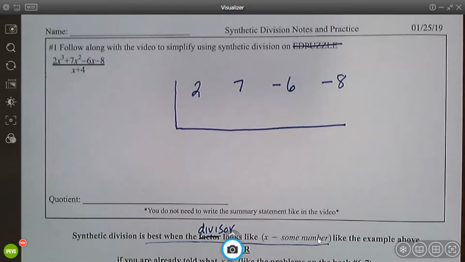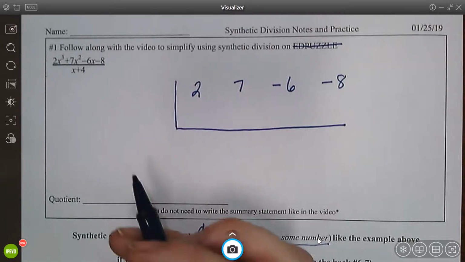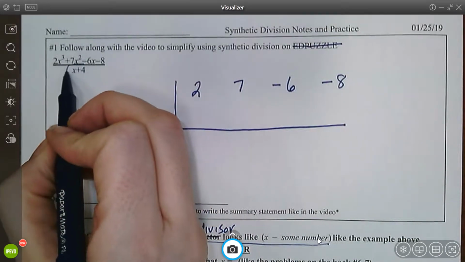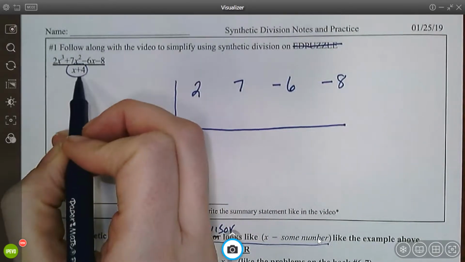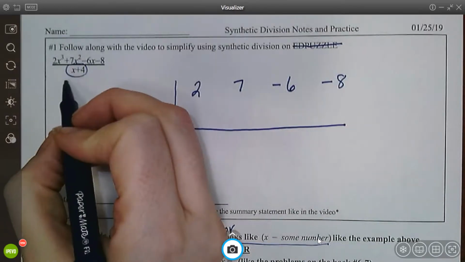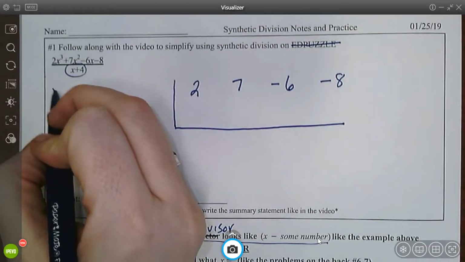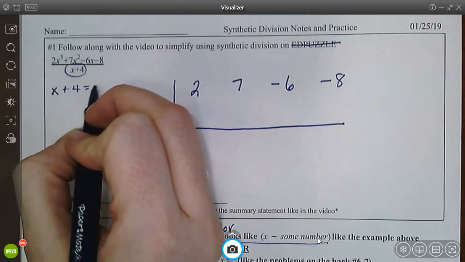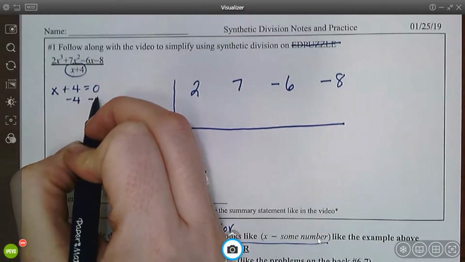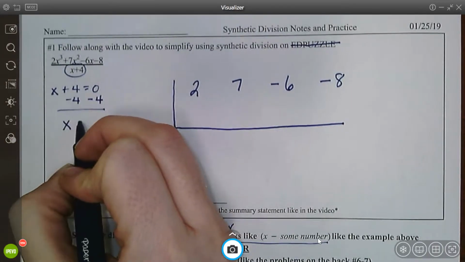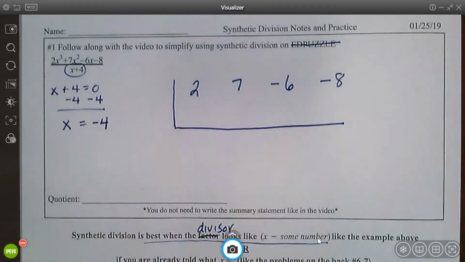All right, so what we're going to do is divide by this, but we're going to transform it into a root. Right now this is a factor, well, it's also a divisor, and we're going to transform it. The way that we do that is set it equal to 0 and solve for x. Now, you might be thinking, wow, Mr. Alf, why don't I just switch the sign? Okay, yeah, go ahead. Just switch the sign.